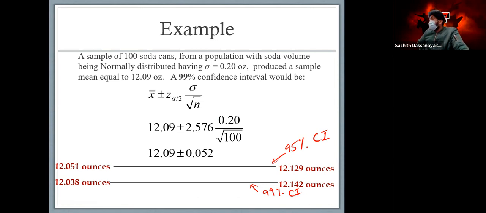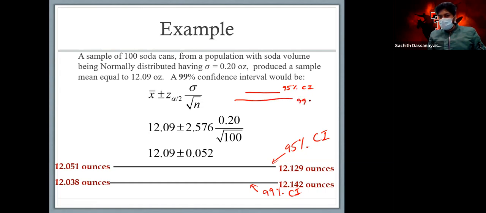What you can see with these two values are two different intervals, for 95% and 99%. The 95% confidence interval is something like this, but the 99% confidence interval is something like this. Check the values, check the gap between the lower bound and upper bound.